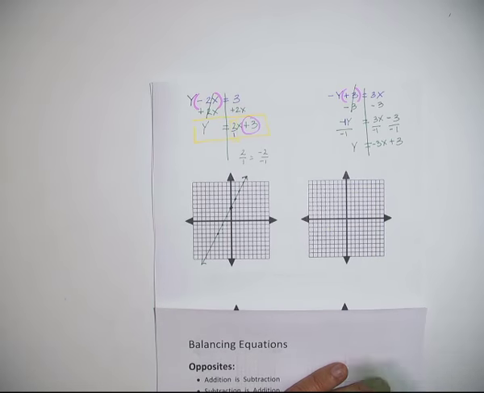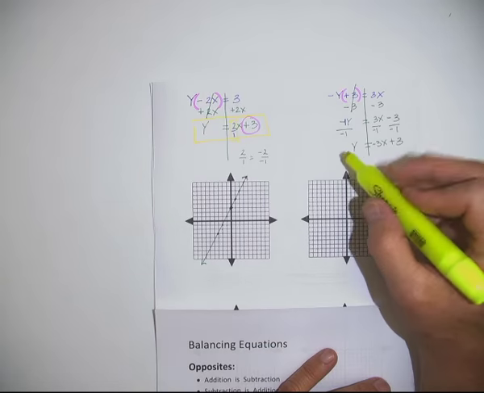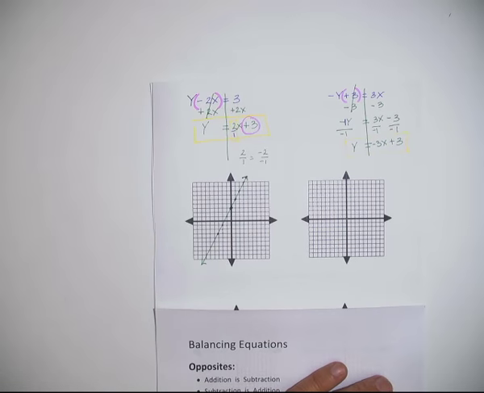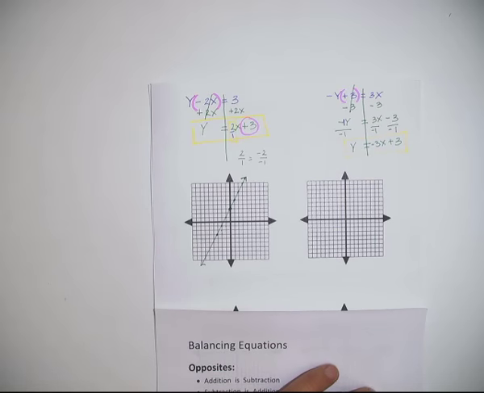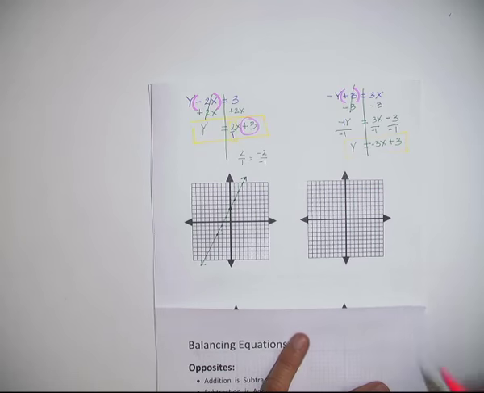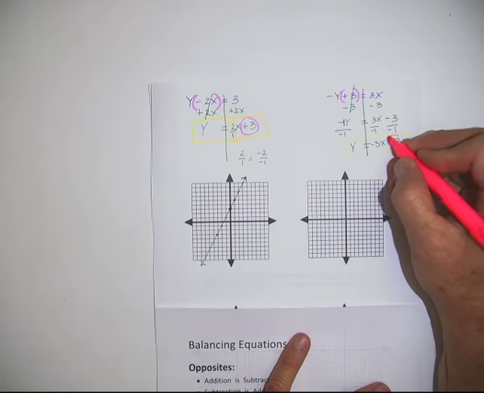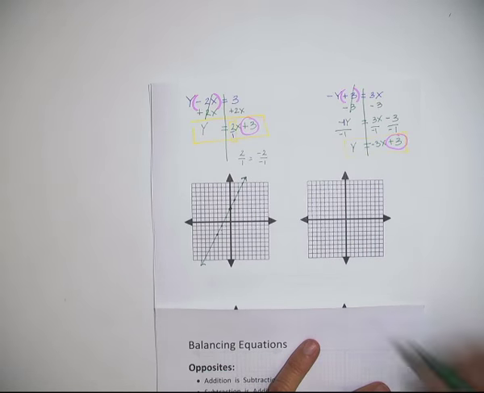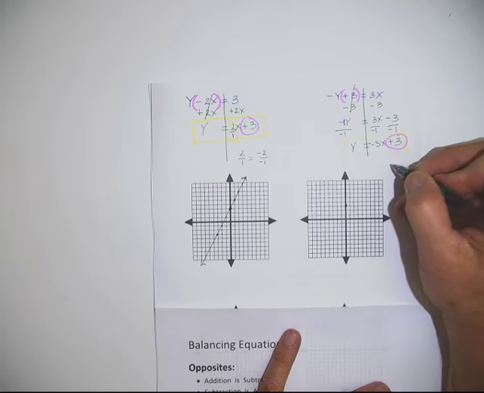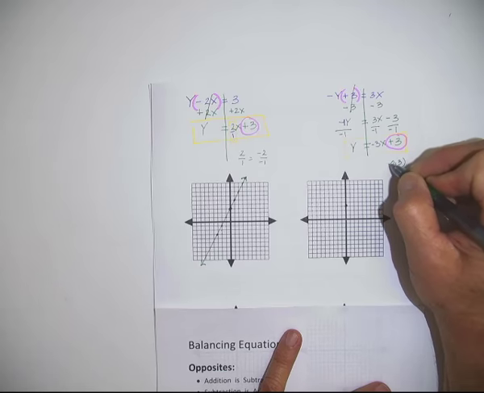So now we have this in y-intercept form. We have y equals negative 3x plus 3. And we did that by balancing the equation, by doing the same thing to both sides of the equation. So once again, our y-intercept is plus 3. That's going to be 1, 2, 3, because our y-intercept is (0, 3).